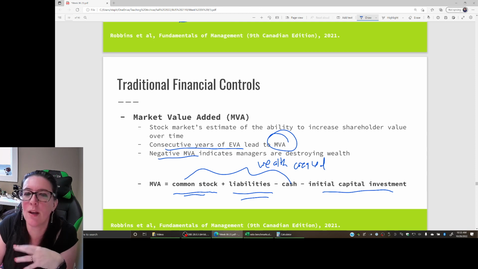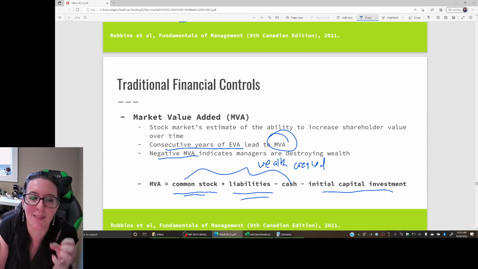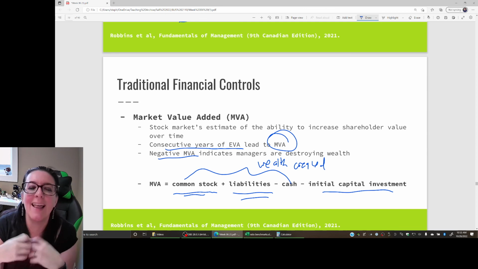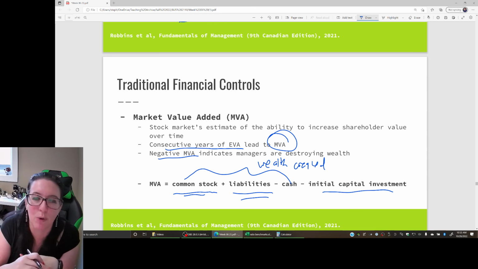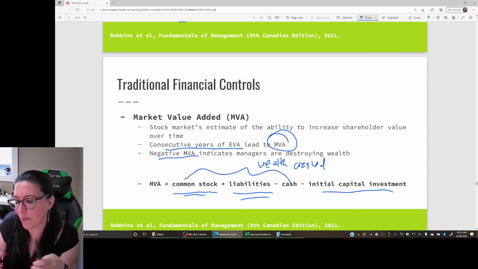Okay, so we want to know, do we have a management that is creating wealth? We want a market value added that is going up. And as we said, if we have consecutive years of economic value added, then it's going to lead to growth in your market value added.